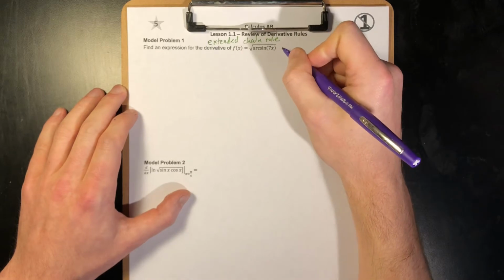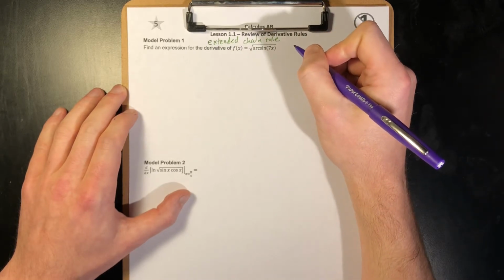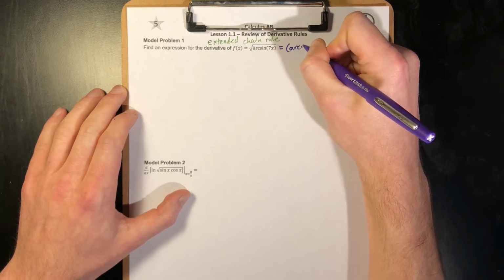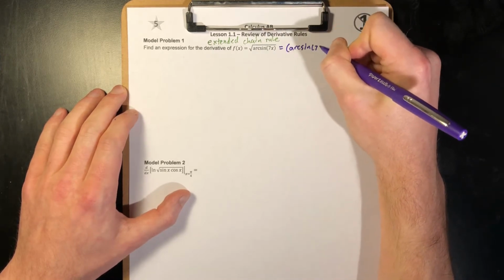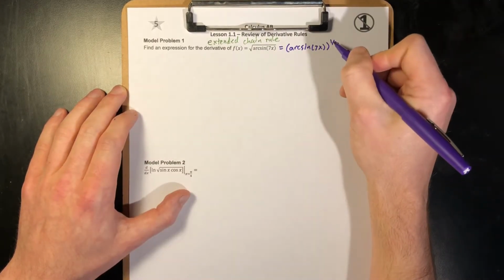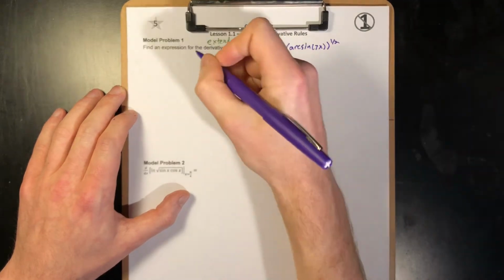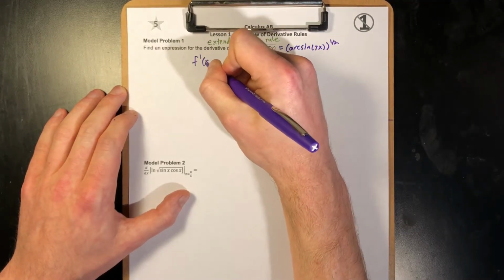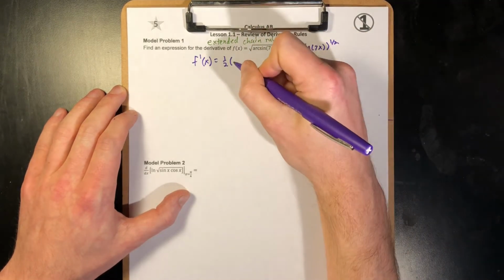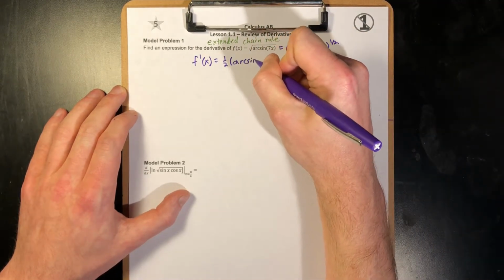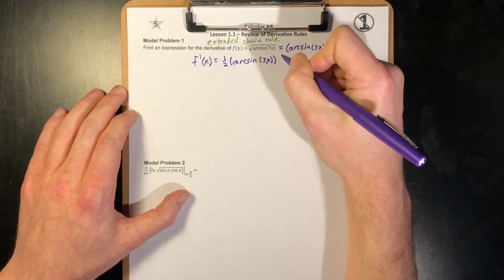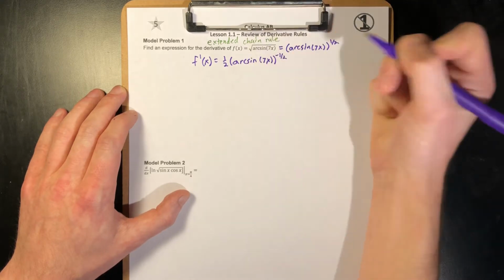And if I don't remember how to take the derivative of the square root function, I might want to rewrite this as arcsine of 7x to the 1/2 power. Now I can use the power rule to pull down the 1/2 to help me find f prime of x, which will be 1/2. I rewrite the inside arcsine of 7x, and the power is reduced by 1, so 1/2 minus 1 would be negative 1/2.